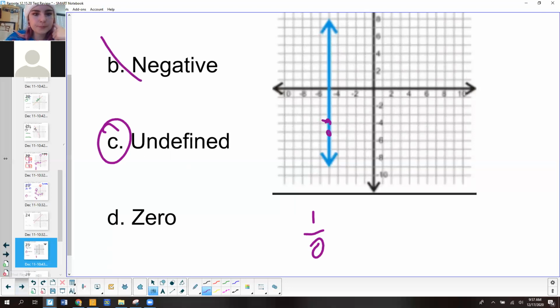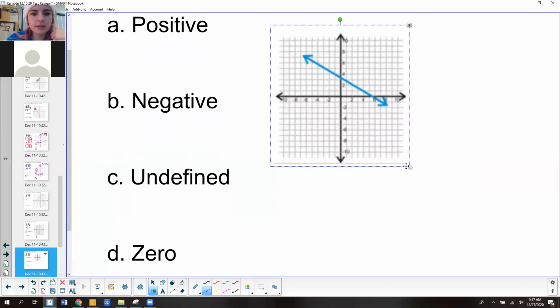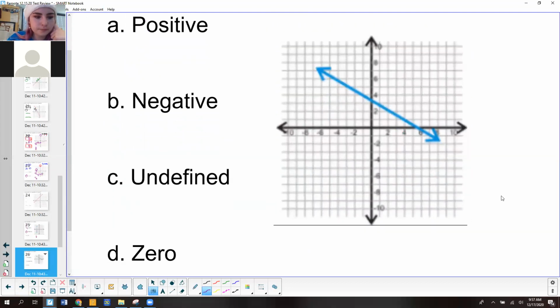Perfect. All right, I can identify slope types. What type of slope is this? A, B, C, D. Which one is it?